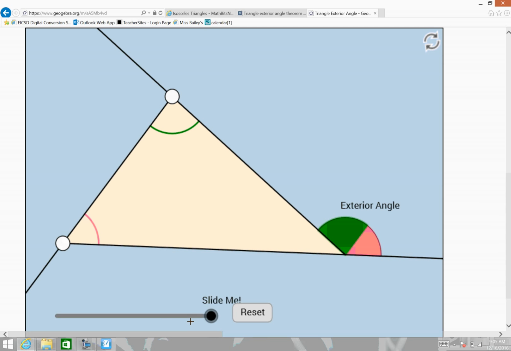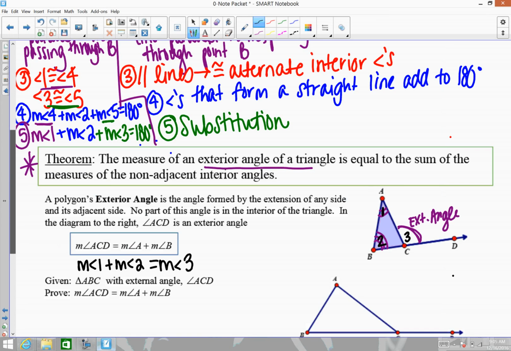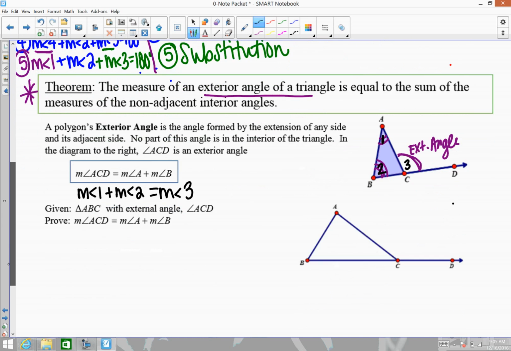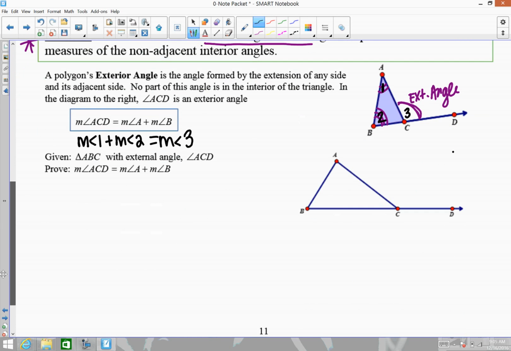So let's look at that a little bit more, because I know that kind of explanation wasn't the best. So let's look at the proof for it. So here's my situation where I want to prove that the measure of angle ACD is equal to the sum of the two interior angles. I'm actually going to switch that. Let's just put 1, 2, and 3 in there. That'll just make it easier. So this is saying the measure of angle 3 is equal to the measure of angle 1 plus the measure of angle 2. So that's what we're going to prove.